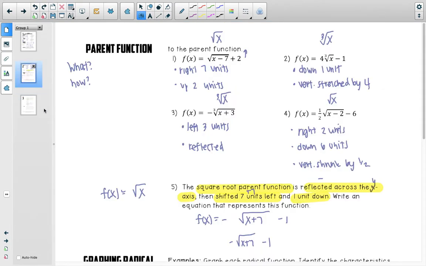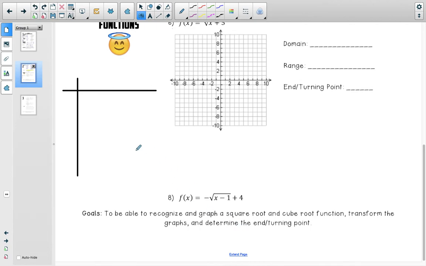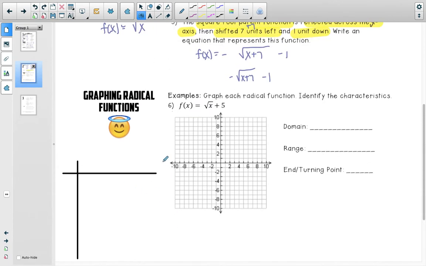Oh, that graph got cut off. Hold on real quick. Oops, we'll just fix that later.